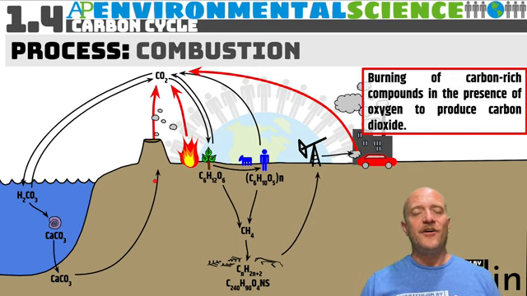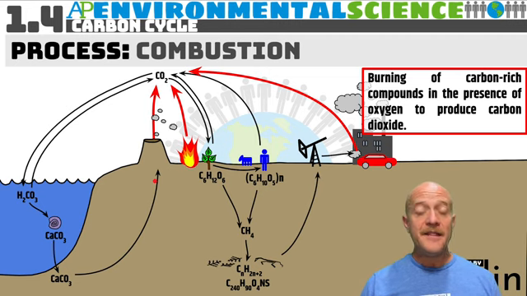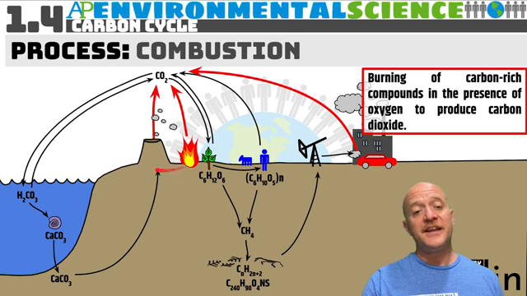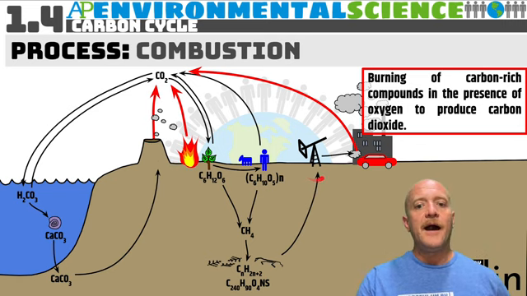And the reason it's all bad is because of this term combustion. Combustion is when you burn a carbon-rich compound in the presence of oxygen and you're forming carbon dioxide. Now, combustion can happen with the forest fire. Combustion can happen through volcanic activity, although it's very low, the amount. But most of the combustion happens from the burning of fossil fuels, and that is what's contributing to the high levels of carbon dioxide in the atmosphere.